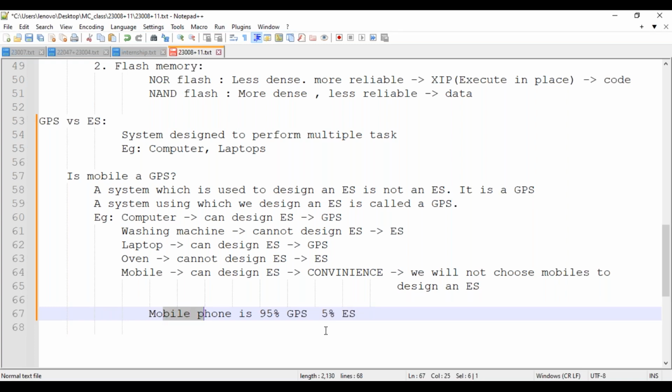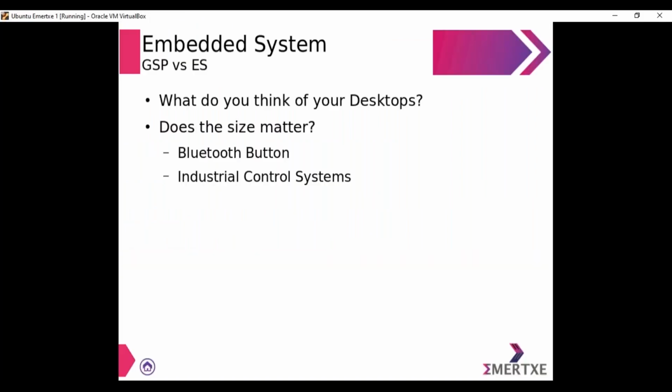So in fact, with respect to the functionalities it performs, mobile phone should always be put under a general purpose system. But we are not going to make use of that mobile phone to have an embedded system designed, which is why mobile phones are 95% general purpose systems and 5% embedded systems. So that is what we have got in this slide.